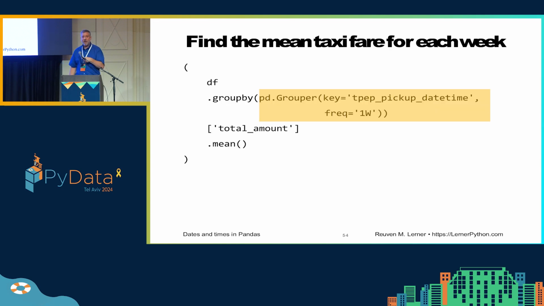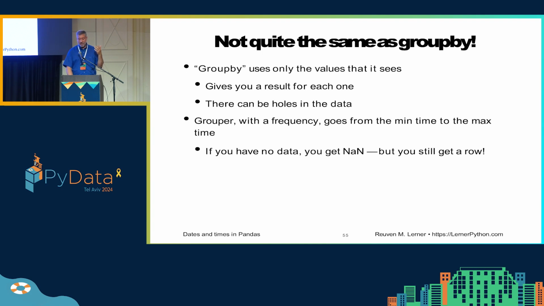So for example, I want to find the mean taxi fare for each week in my data set. So I'm going to say group by, and then in the group by, instead of specifying a column, I'm going to give it grouper. And I'm going to say I want tpep pickup datetime, frequency equals 1W, meaning 1 week at a time. And I'll grab total amount, and so forth.